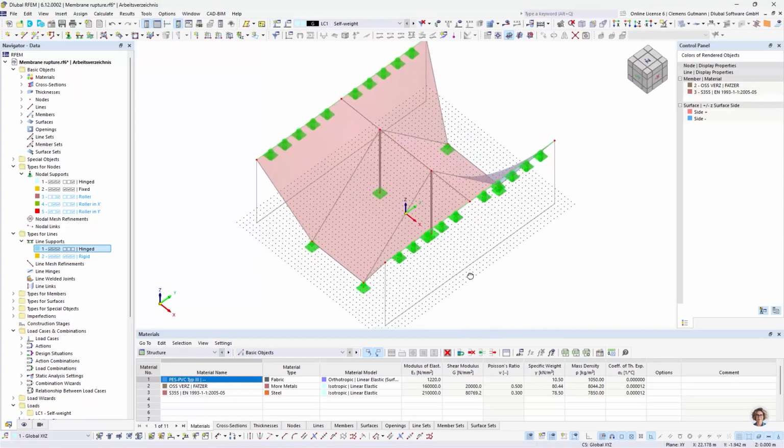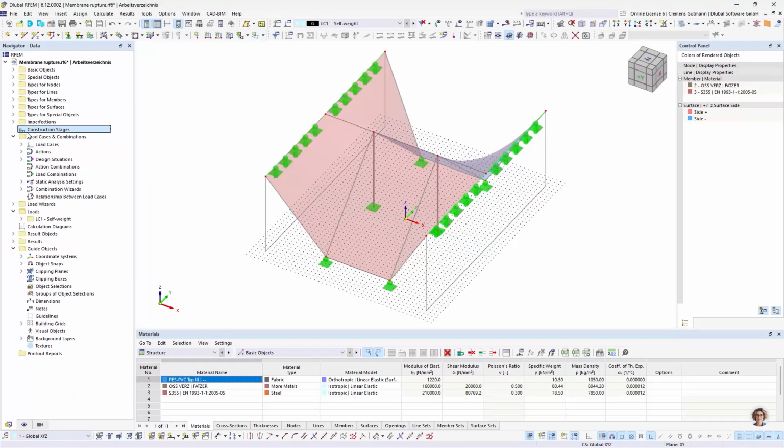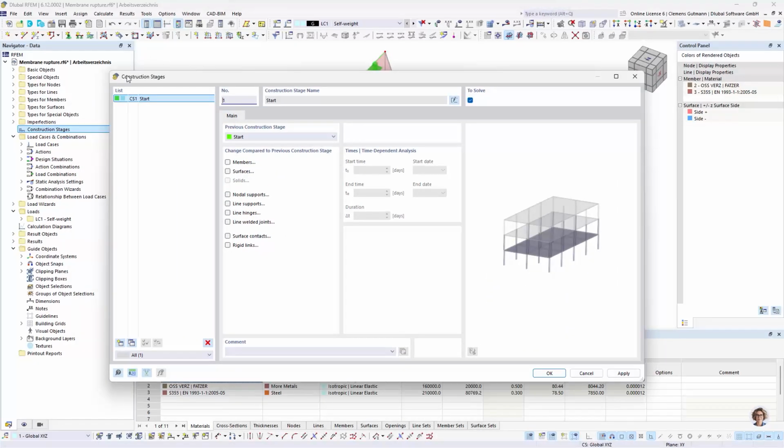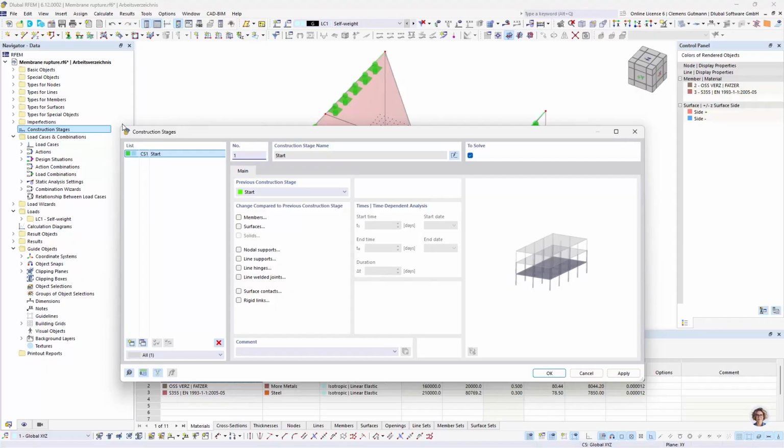Then let's take a look at the different stages that we're going to analyze. For this, we're going to the construction stages section. There we have, like, the construction stages have two parts. One part is about the topology, the geometry, the objects, and the second part is about the loads. So here in this first step, we're going to take a look at the topology and the objects, and we have a start, and this will be the form finding.